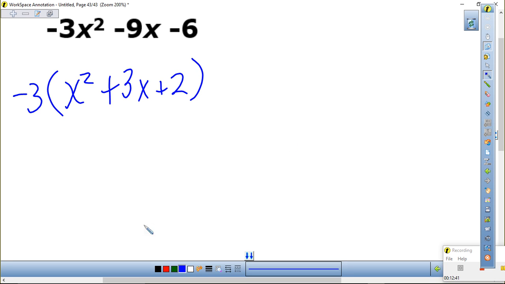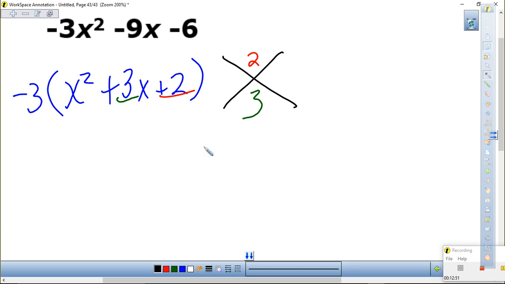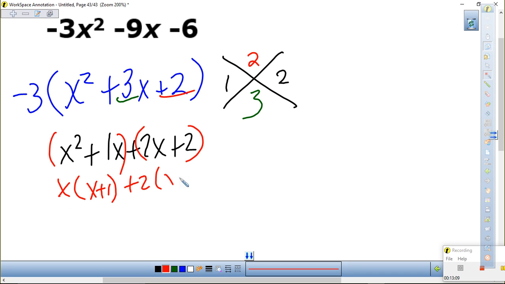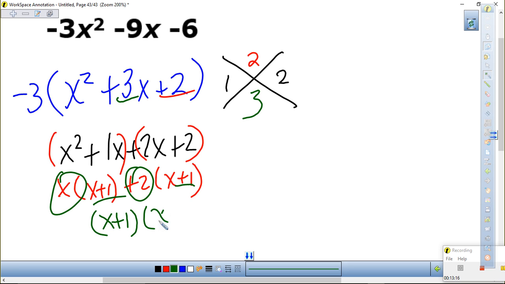So, here goes the rest of the process. We got 2. We got 3. Factors are 1 and 2, or 2 and 1. This becomes x squared plus 1x plus 2x. I bring that down, that's plus 2. Group. GCF here is x, we got x plus 1. GCF here is 2, we got x plus 1. First factor is x plus 1. Second factor is x plus 2.